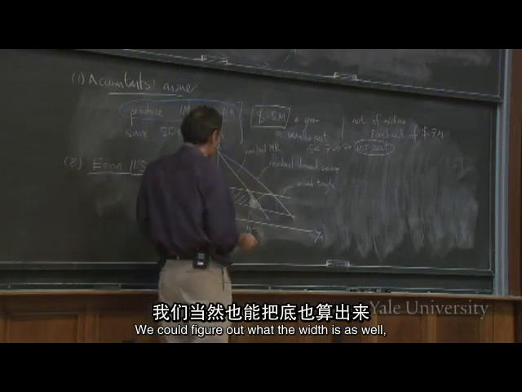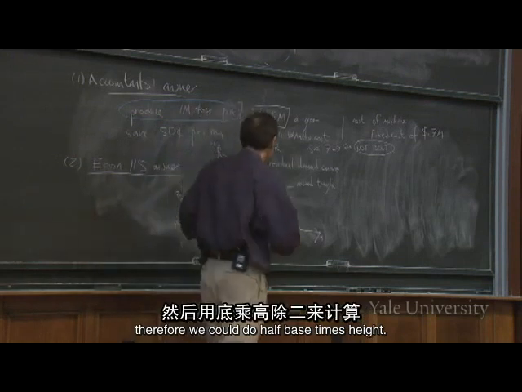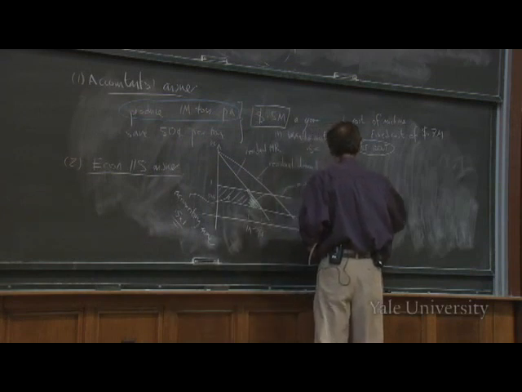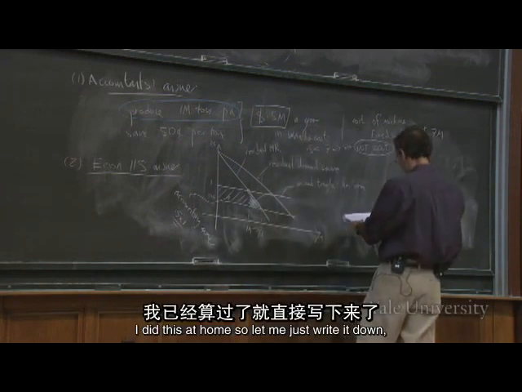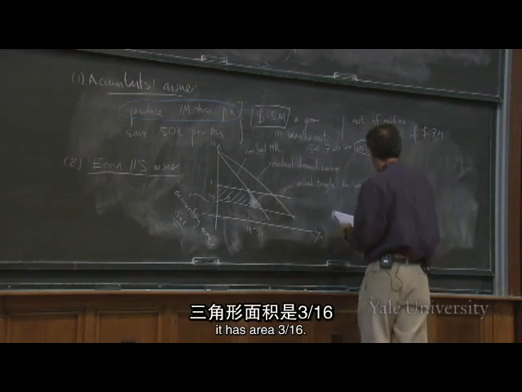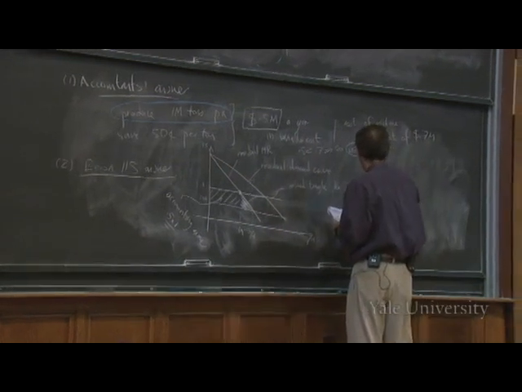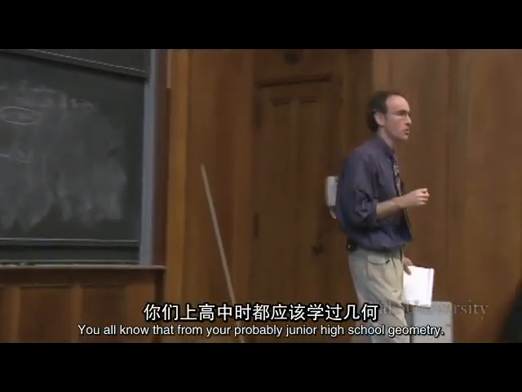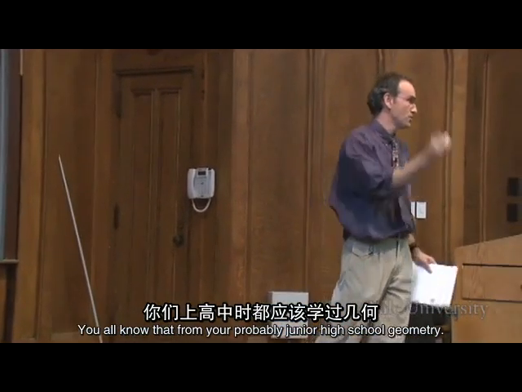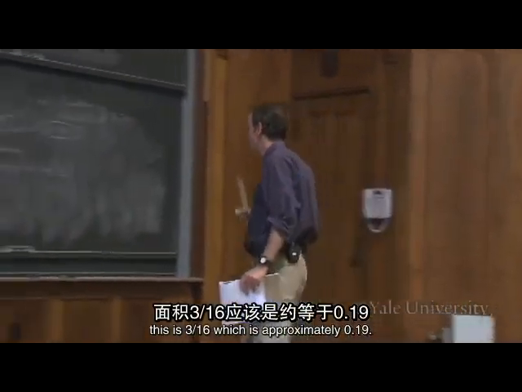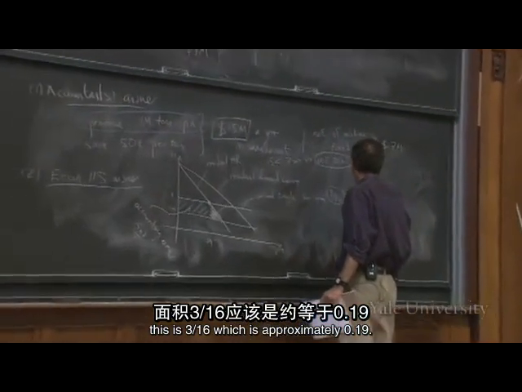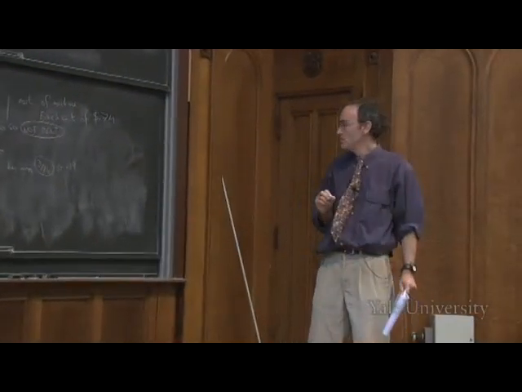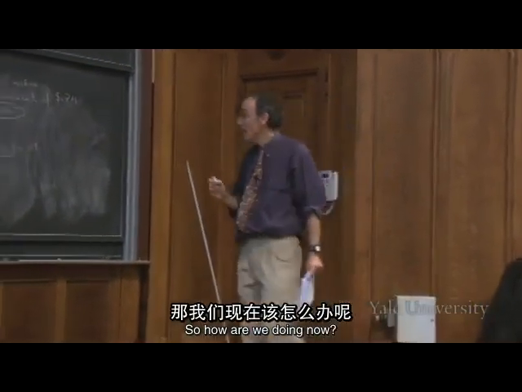We could figure out what the width is as well, therefore we could do half base times height. Turns out that this has area, I did this at home, so let me just write it down. It has area 3/16. All right? So again, everyone could figure out the area of a triangle at home, is that right? You all know that from your probably junior high school geometry. So assume I did it correctly at home. This is 3/16, which is approximately 0.19. Right, so we missed this 0.19. We missed this 0.19.